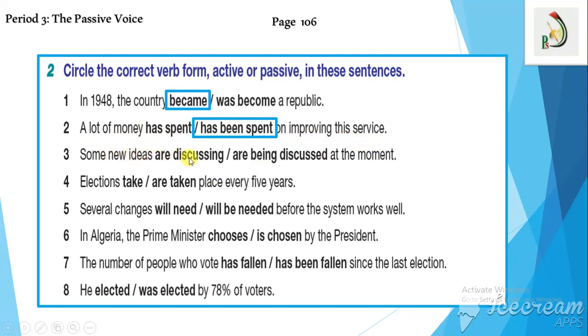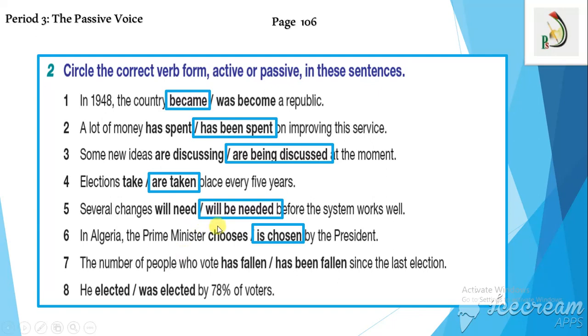Some new ideas are being discussed. Ideas cannot discuss themselves. It means another subject did this action. That's why we are saying are being discussed. Elections are taking place every 5 years. Several changes will be needed before the system works well. In Algeria, the Prime Minister chooses or is chosen by the President. By the President is chosen.